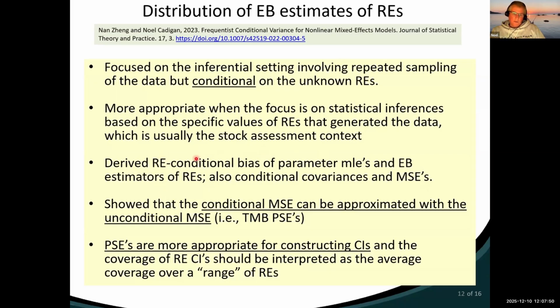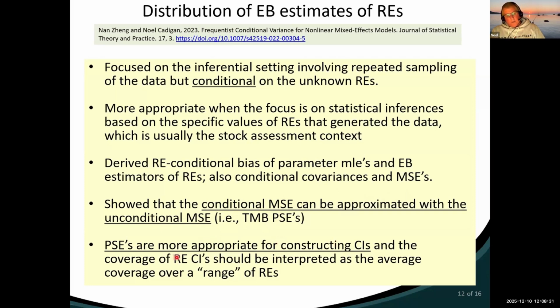So we derive some conditional bias approximations for these things, and we also derive conditional covariances and mean square errors, etc. I think an important point of this paper was that we showed that the conditional mean square error, which is what you should be using for inferences, can be approximated with the unconditional mean square error, and that is the TMB prediction standard errors. So these prediction standard errors are more appropriate for constructing confidence intervals.